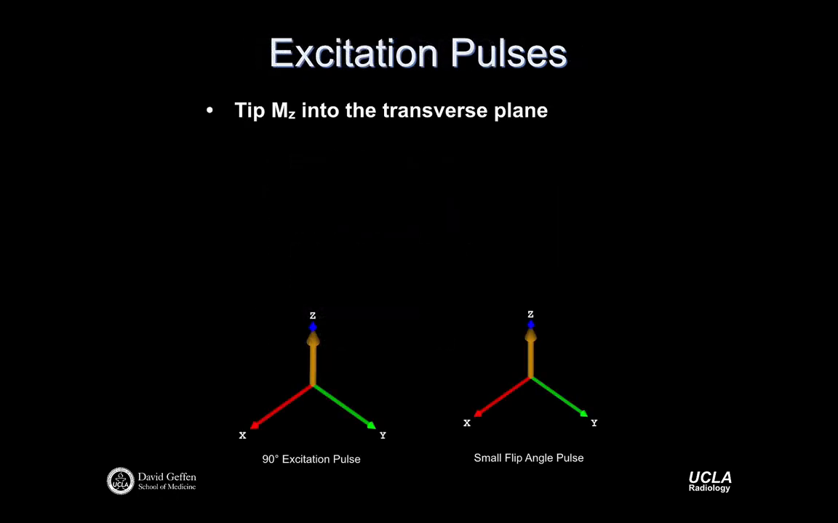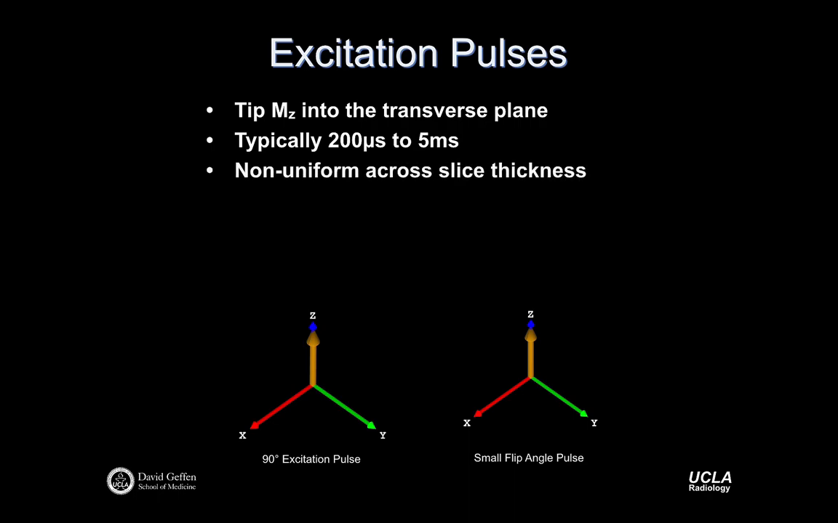So what's an excitation pulse? Well, an excitation pulse tips the MZ magnetization into the transverse plane. It doesn't mean it tips it entirely into the transverse plane. That's a 90-degree pulse. But if I can generate some transverse magnetization, that's usually going to be some kind of an excitation pulse. They're typically short. We can do this very quickly. You'll work through the math on some of these, but you'll see you can do this in just a couple hundred microseconds, maybe a few milliseconds.